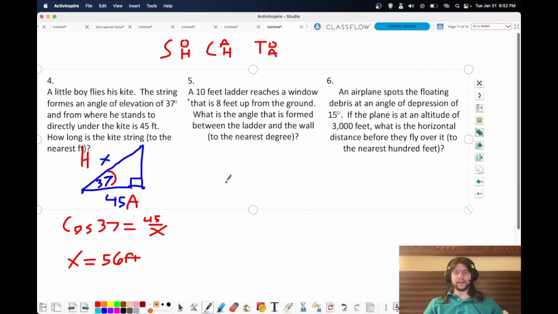We got a 10-foot ladder reaching a window that is 8 feet from the ground. So we got a ladder, we got a building, and we got a ground, and the ladder's going 8 feet up the building, it's 10 feet long, and we want the angle formed between the ladder and the wall. Oh, we want this angle, don't we? Why do we want that angle, not this angle? Because it says the ladder, that's this thing, and the wall. That's the angle between them.